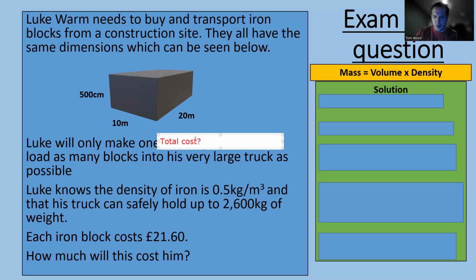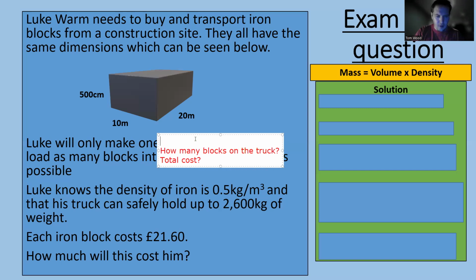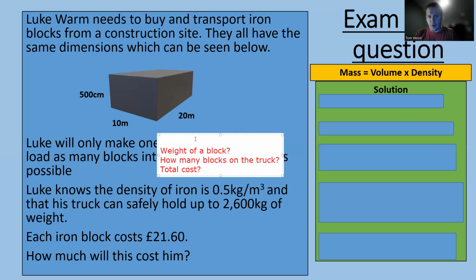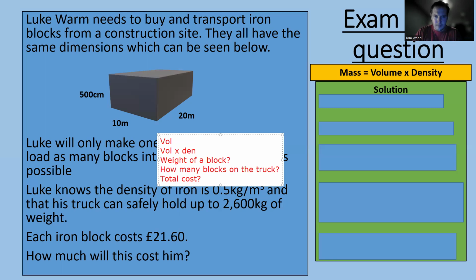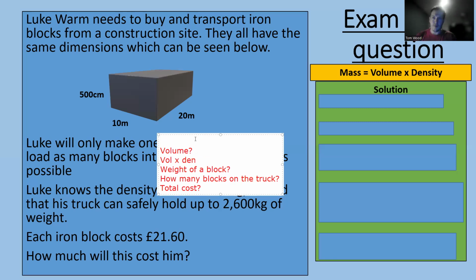Well, to know the total cost, I need to know how many blocks on the truck. Well, to know how many blocks will fit on the truck, I need to know the weight of a block. Because then I can do how many of those amounts of weights will fit safely. So to know the weight of a block, I need to have the volume times the density. To find this, I need to know, well, first of all, what's the volume? And then, as I mentioned before, with any of these questions, we want to glance straight away and think, well, what am I calculating here? We know we're finding a volume.